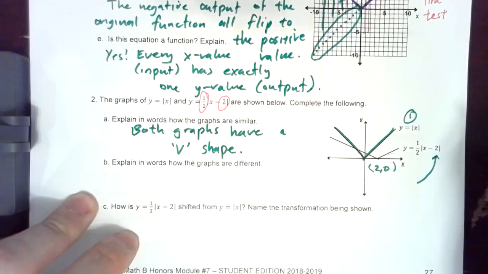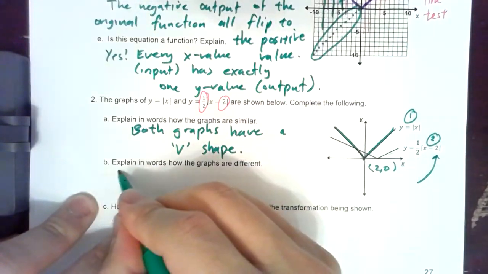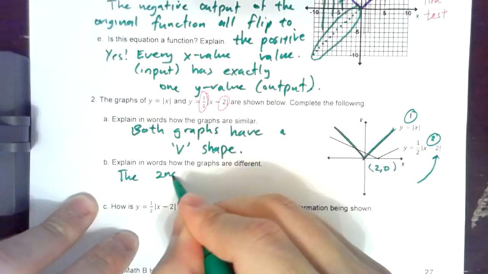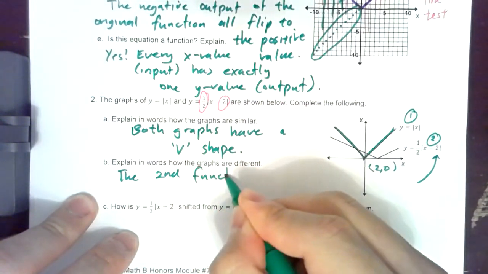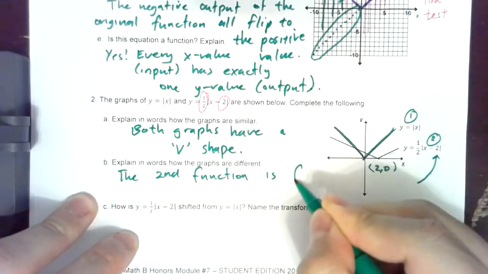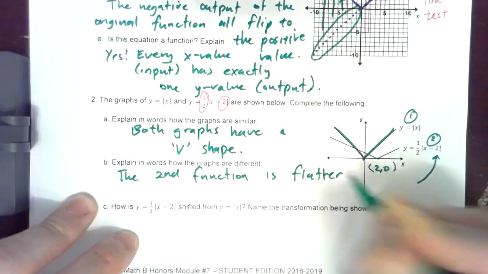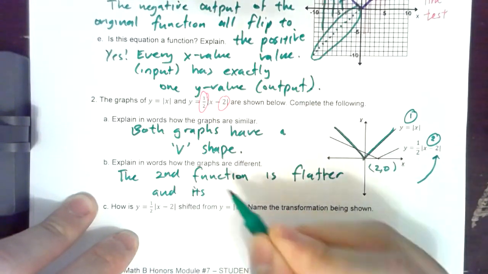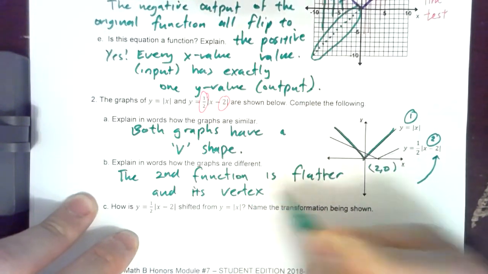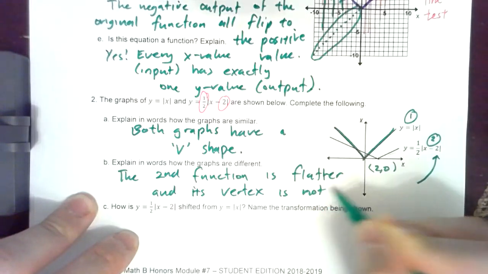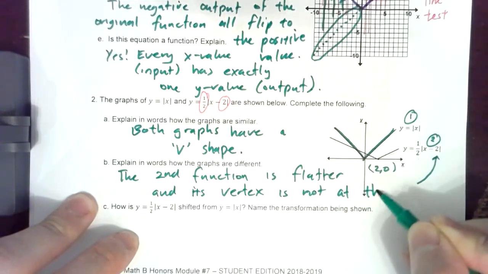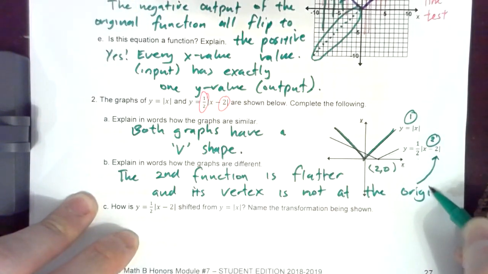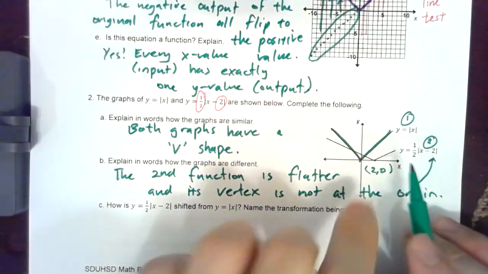Let's call this the first graph. Let's call this the second graph. The second function is flatter because of the value in front, and its vertex is not at the origin. Right? That's really important because the vertex was shifted.